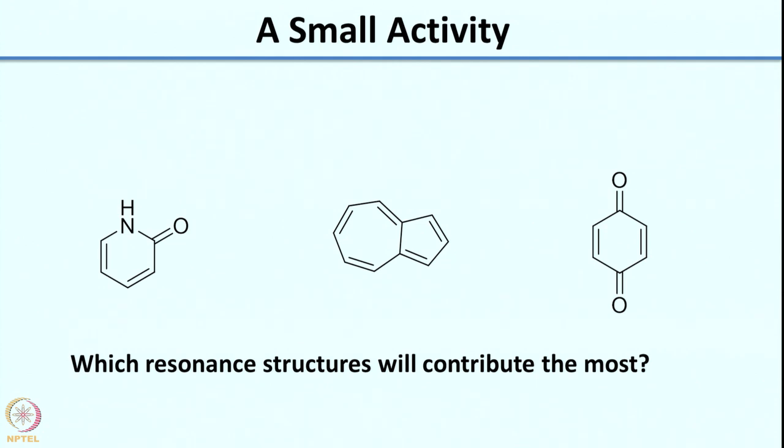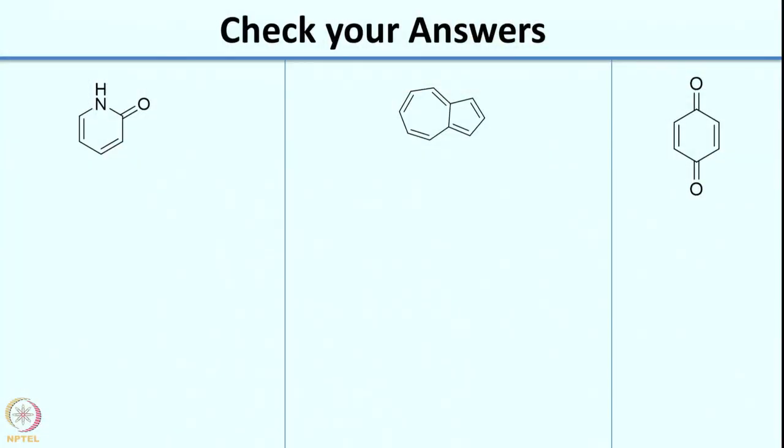If you remember, what I told you is that the actual structure is a hybrid of all the resonance structures. But sometimes, due to added stability of one particular structure, it contributes more. So let us now see what the answers are to the problems which we had given. For the first example, I had also taught you how to push electrons.